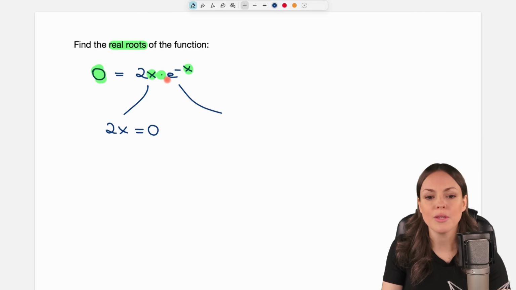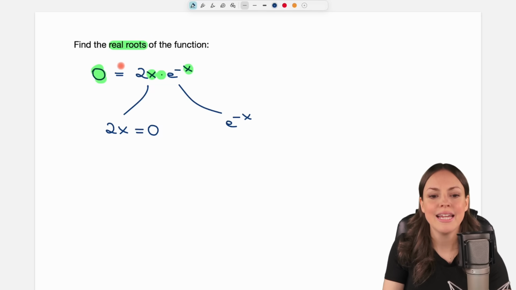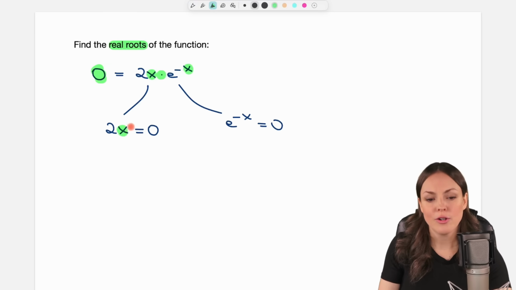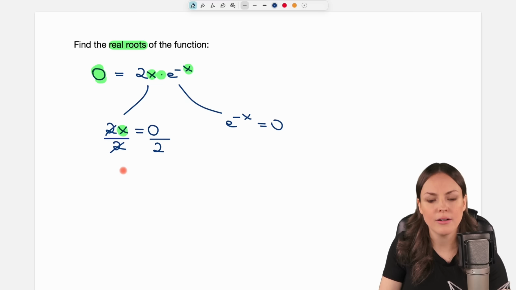And then you do the same thing with the second part. So you just take the second smaller part and set it equal to 0. We are allowed to look at these parts individually and solve these smaller equations now individually for x. To solve this for x, we just divide both sides by 2. Then we have our x already, which is 0.